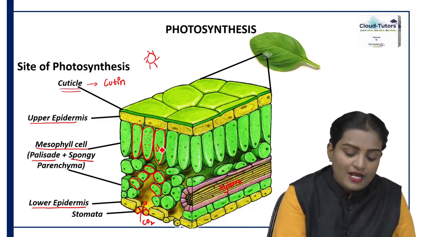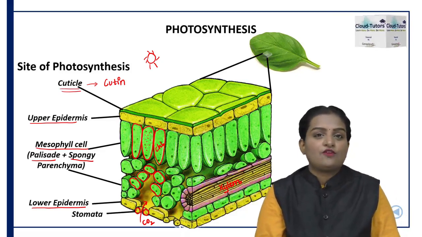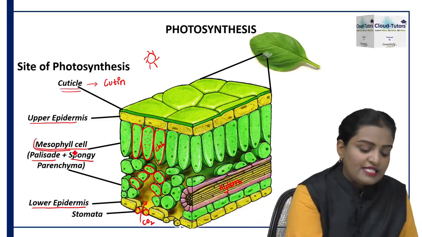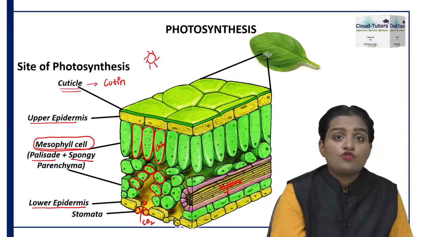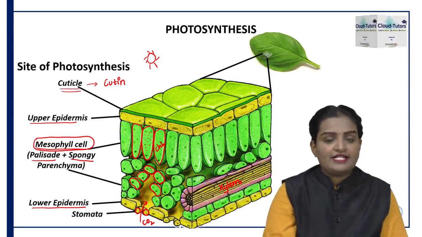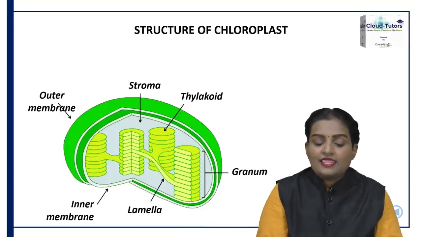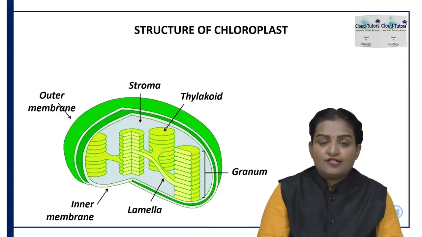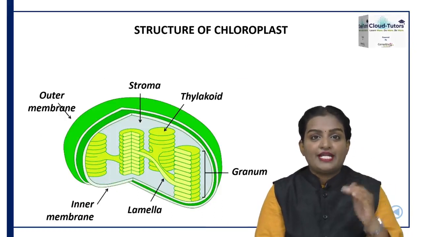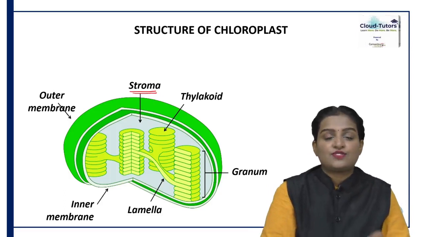Chlorophyll and chloroplast are already in the leaves. So leaf is the actual site of photosynthesis. Within leaf, it is the mesophyll cells which perform the photosynthesis function. Now, in the mesophyll cell, the cell organelle which helps in photosynthesis is the chloroplast. So if you see chloroplast, it is a double membrane structure. That is, it has outer membrane and inner membrane. Inside, we have a fluid-filled space known as stroma.